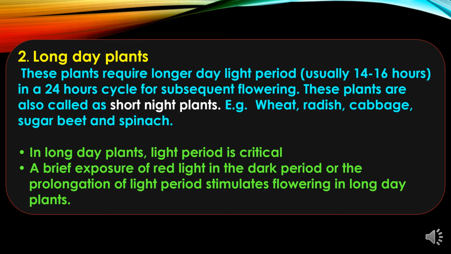Second is long day plants. These plants require a longer daylight period, usually 14 to 16 hours, in a 24-hour cycle for subsequent flowering. These plants are also called short night plants, like wheat, radish, cabbage, sugar beet, and spinach crops. In long day plants, the light period is critical. A brief exposure of red light in the dark period or the prolongation of the light period stimulates flowering in long day plants.